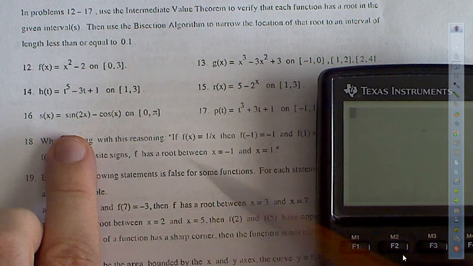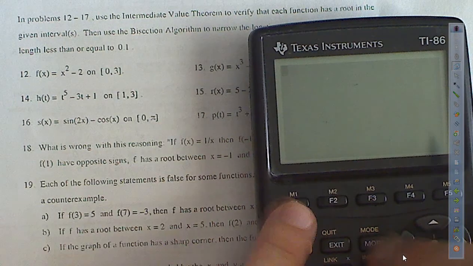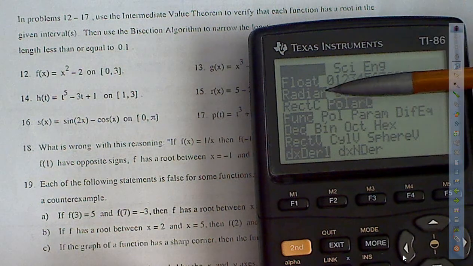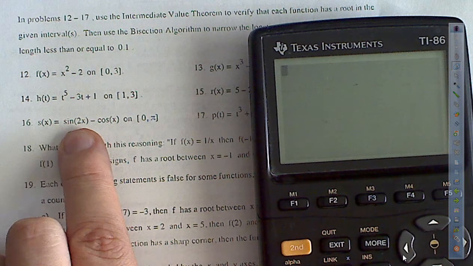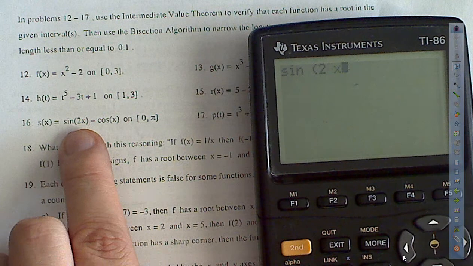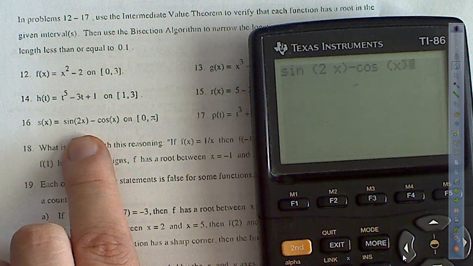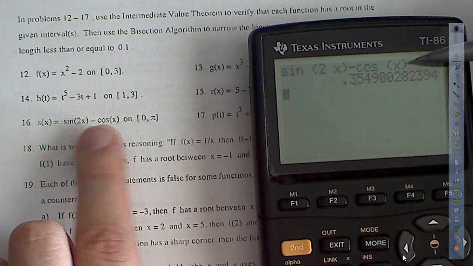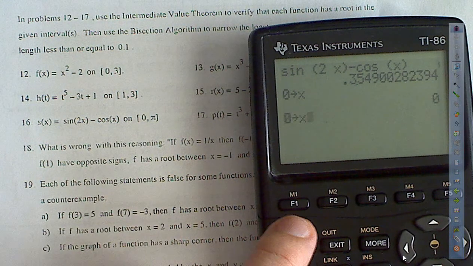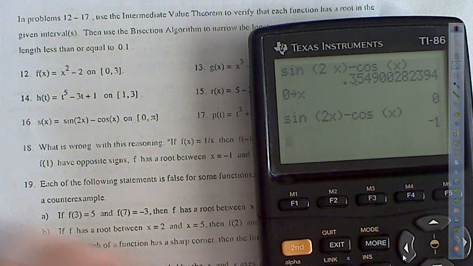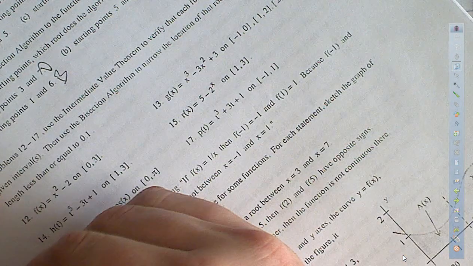For number 16, the first thing I'm going to do is make sure my calculator's in radian mode, since it gives a pi. Second, mode, and make sure radian is highlighted. And I'm going to exit from there. Now I'm going to enter sine of 2x minus cosine of x. It still has the same value it had for x a minute ago, so I'm going to sub 0 in for x, bring up that previous entry, and I get negative 1. So f of 0 is negative 1.